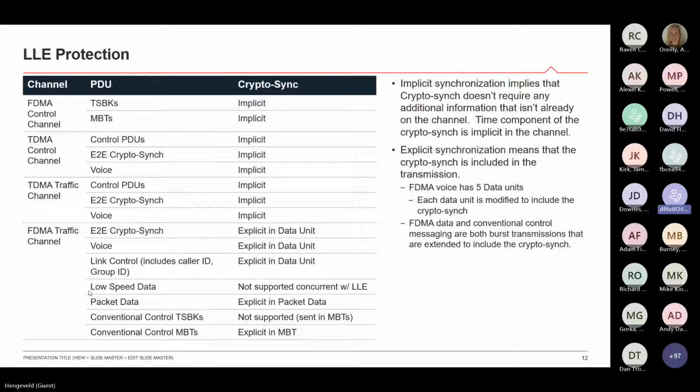One of the important things here is low-speed data; I hadn't mentioned this before. In order to make room in an FDMA traffic channel for the CryptoSync, we had to give something up. There just aren't enough bits. The thing that we gave up is low-speed data coincident with link layer encryption. So low-speed data is not link layer encrypted. It can be included in unprotected transmissions, but it's not available in protected transmissions. Just a detail.